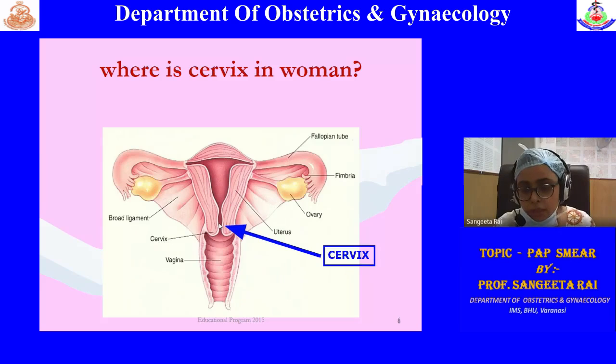So then you cannot take the smear 100%, because half of the transformation zone is visible outside and half of it is inside. So we have to take different tests to diagnose and screen for cancer cervix. I hope you have understood this basic thing.